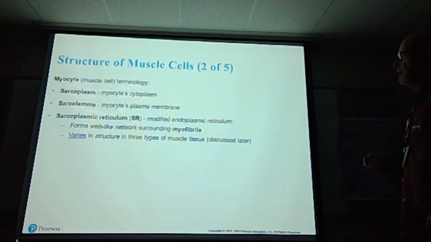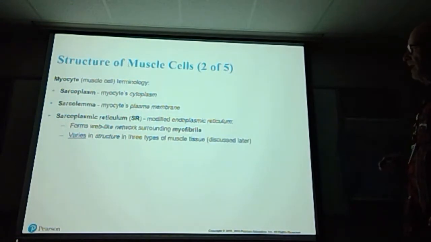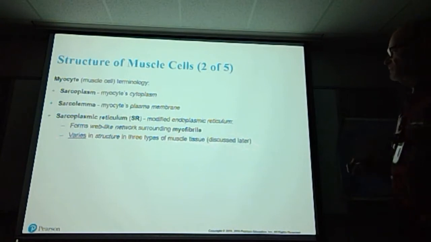The sarcolemma is the myocyte's plasma membrane, and the sarcoplasmic reticulum is a modified endoplasmic reticulum. It forms a web-like network surrounding the myofibrils, and it varies in structure in the 3 different types of muscle tissue, and we will talk about that later on as we talk about those different types of tissues in more detail.